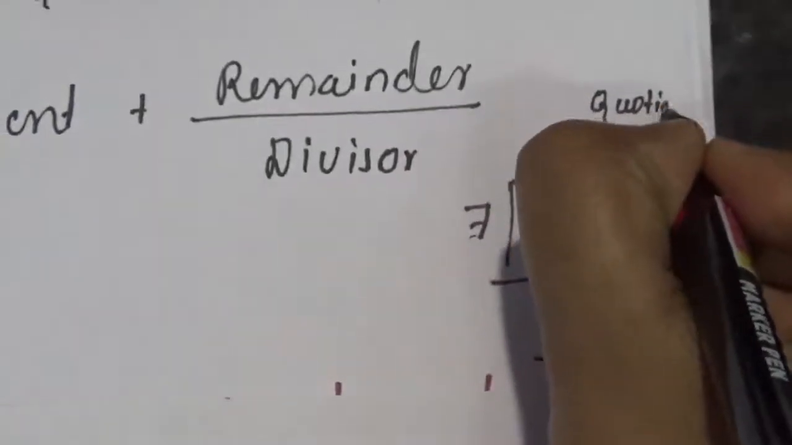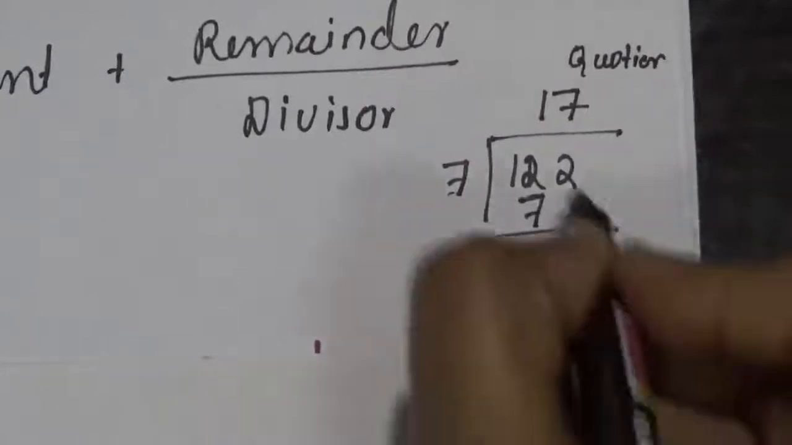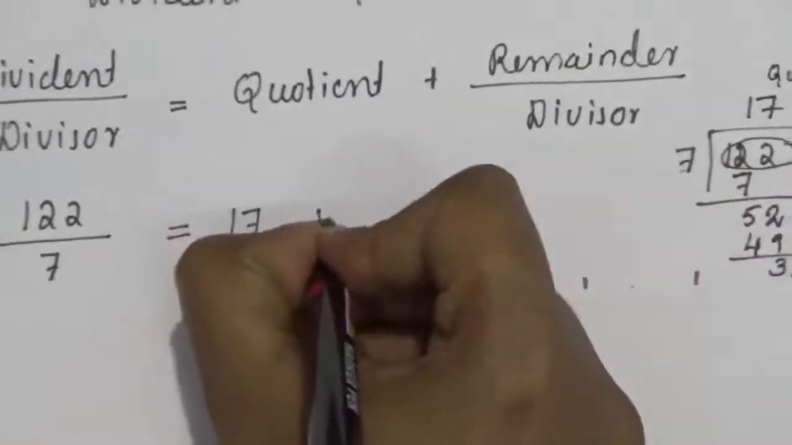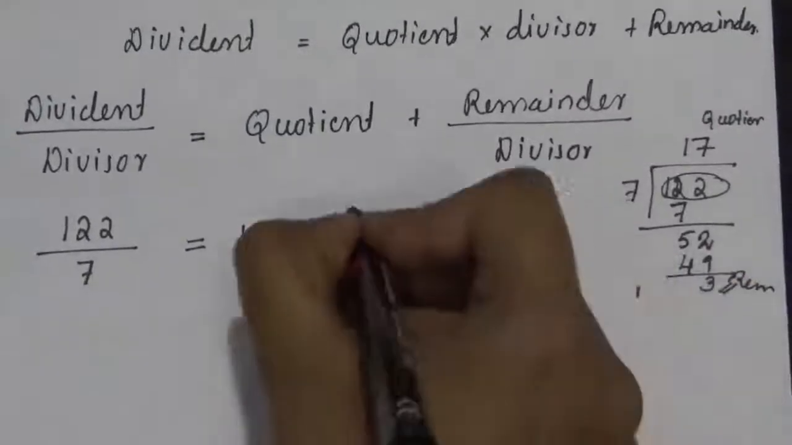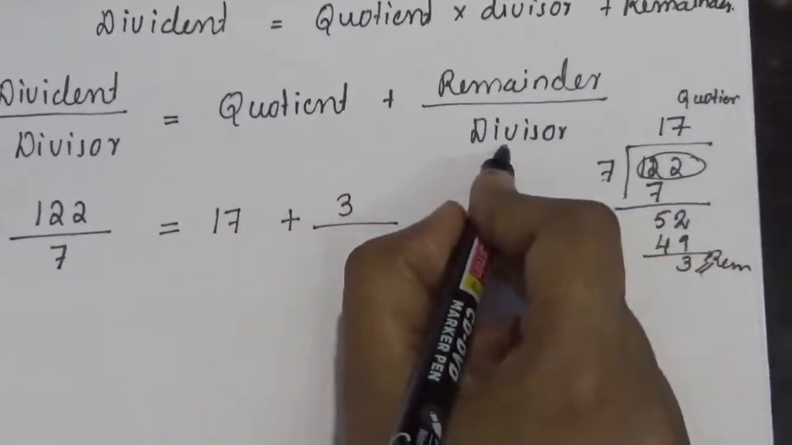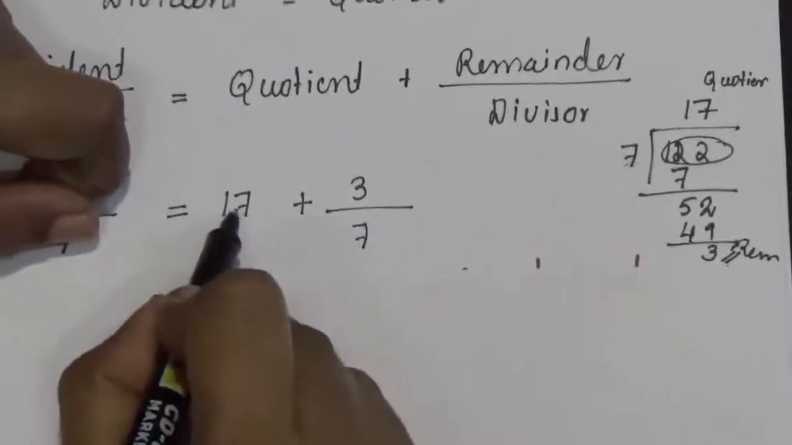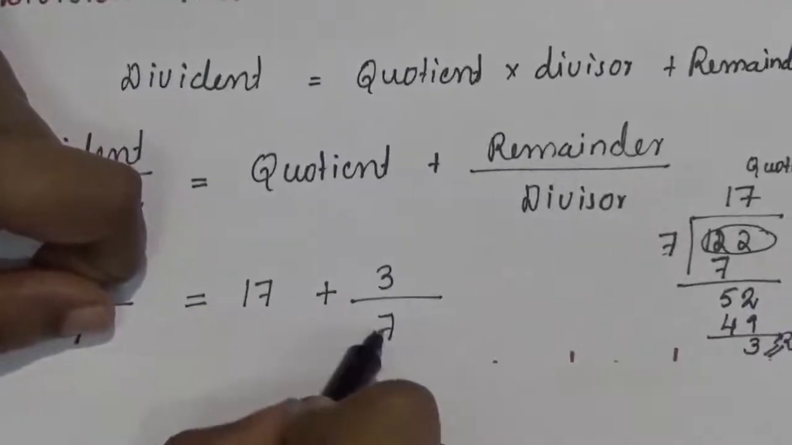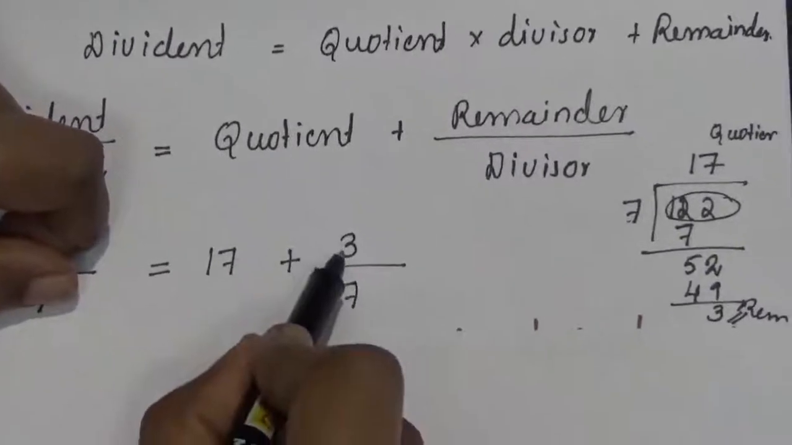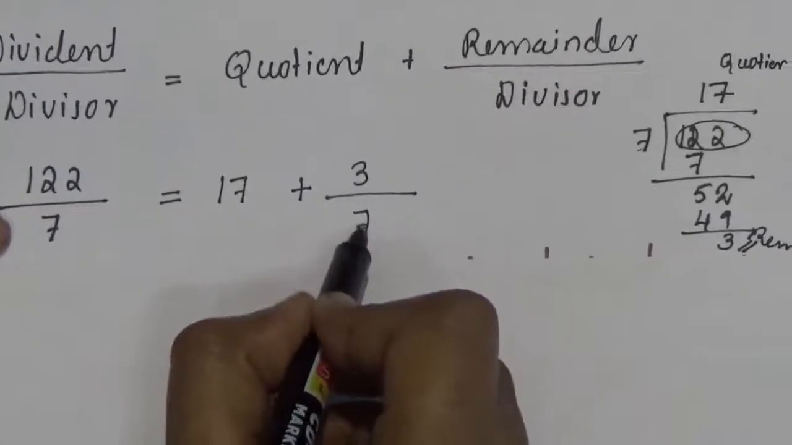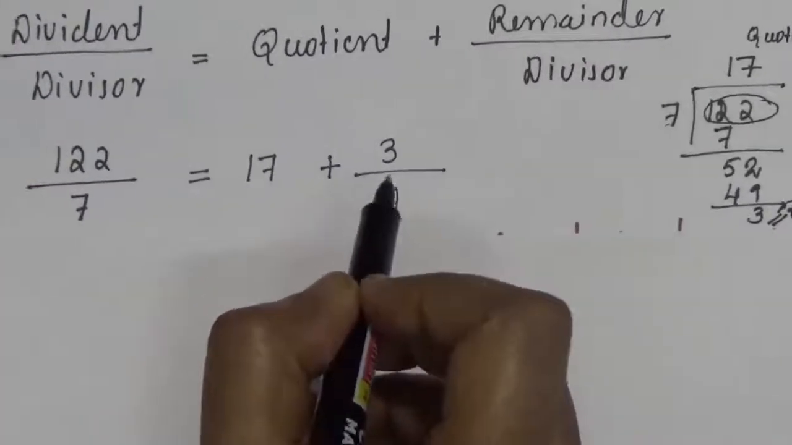So this 17 is the quotient, 3 is the remainder, 122 is the dividend and 7 is the divisor. This can be written as 17, that is the quotient, plus remainder 3 by divisor 7. You can verify this: 17 into 7 is 119, and 119 plus 3 is 122. The remainder over the divisor, 3 by 7, is a proper fraction, no?